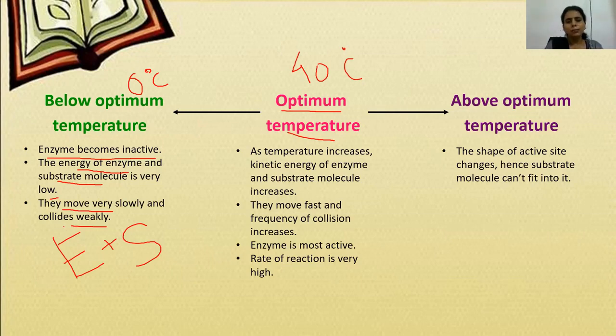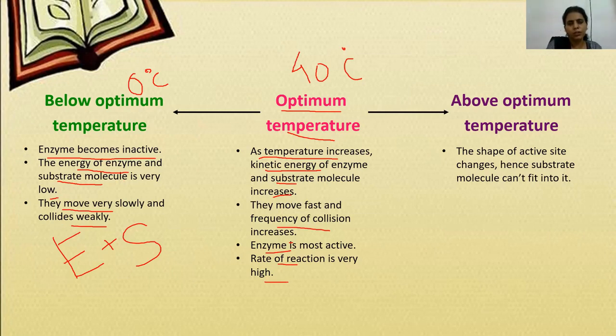Now, as the temperature increases, what happens? You can see here, the kinetic energy of enzyme and substrate molecules increases. Then they move fast, and the frequency of collision also increases. At optimum temperature, the enzyme is most active, and the rate of reaction is very high. The rate of reaction will be at its peak.